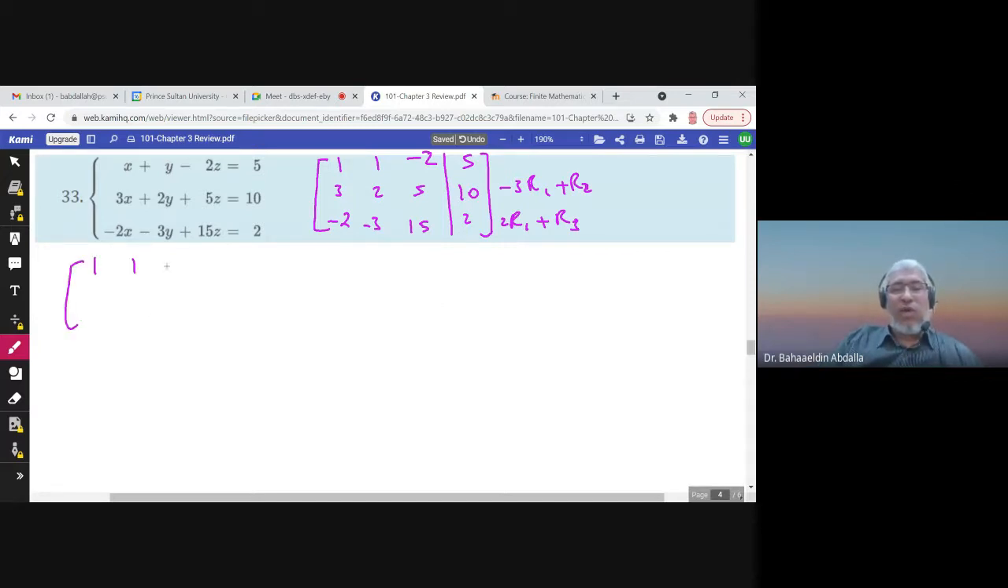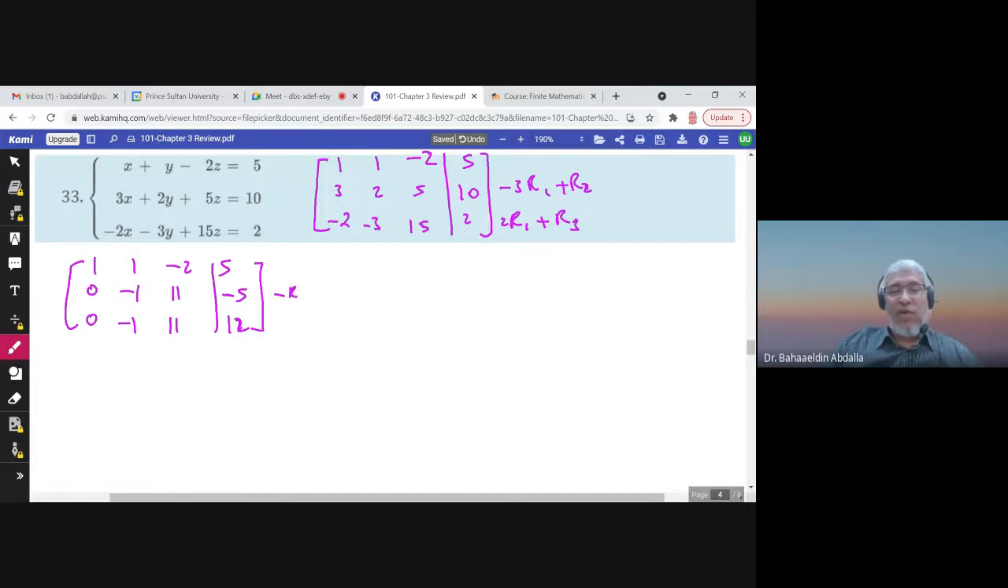So 1, 1, negative 2, 5, no change. Negative 3 plus 3 is 0. Negative 3 plus 2 is negative 1. 6 plus 5 is 11. Negative 15 plus 10 is negative 5. 2 minus 2 is 0. 2 minus 3 is negative 1. Negative 4 plus 15 is 11. 10 plus 2 is 12. You can see negative 1, 11, negative 1, 11, and these two are different. So this means that there will be no answer, okay?